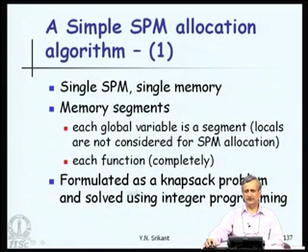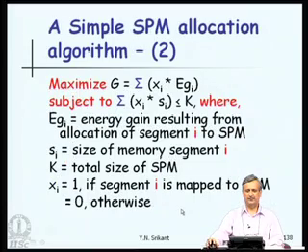So, this whole thing is formulated as a knapsack problem and can be solved using integer programming. Let us see how the formulation takes place. We need to maximize the gain in energy, and that is sigma of xi star Egi. The constraint is: subject to sigma xi star si less than or equal to K.